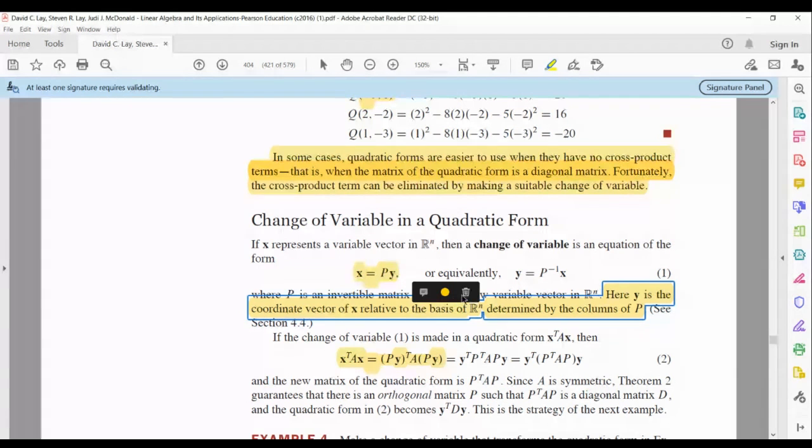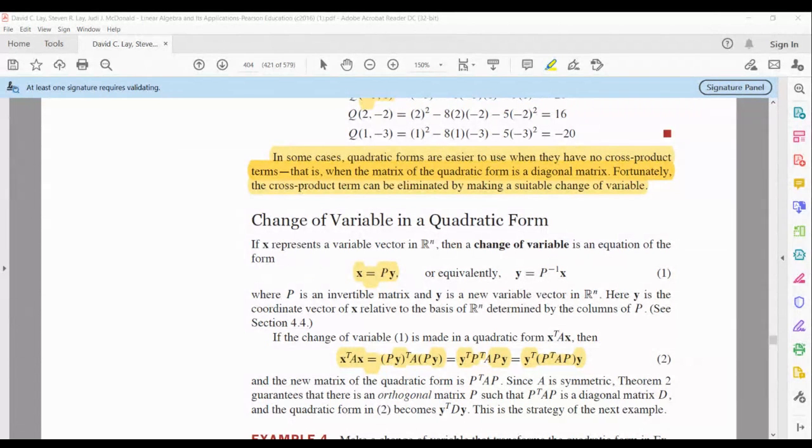So let me just take a little bit of stuff off here. That means PY transpose is Y transpose times P transpose. And then PY is just PY. And we can factor this matrix product appropriately this way, because matrix multiplication is associative. I can write the quadratic form X transpose AX as Y transpose times P transpose AP times Y. Okay, I can do that.